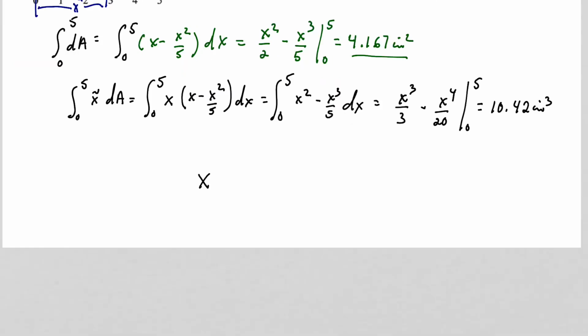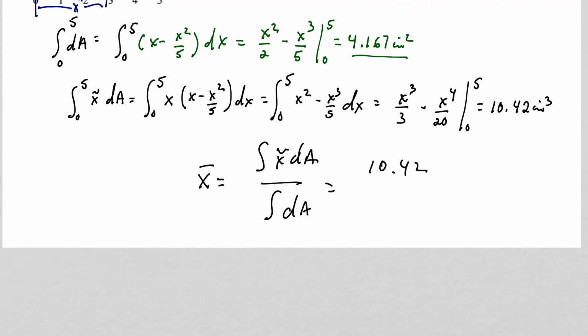So x bar equals, again, the integral of x tilde dA over the integral of dA, which in our case is 10.42 inches cubed divided by 4.167 inches squared, and we get for x bar 2.5 inches.